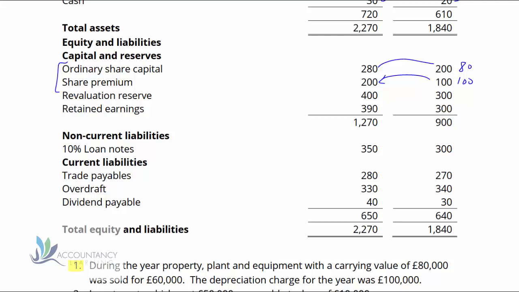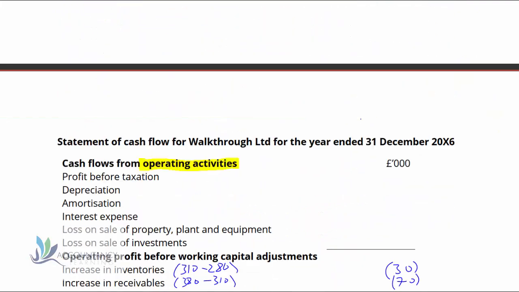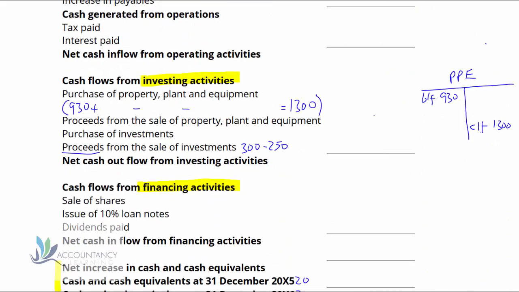Now there may be an adjustment here because possibly there was a bonus issue during the year, and the bonus issue is when we give away shares for free. So possibly it may not be 180, it may be less than that if there was a bonus issue. But we don't know that yet, but at the moment we've got 180. So I can put that in my answer. Okay, we may need to make an adjustment to that a little bit later.